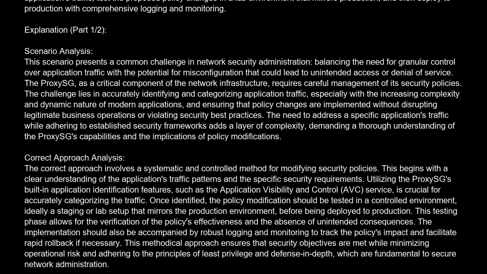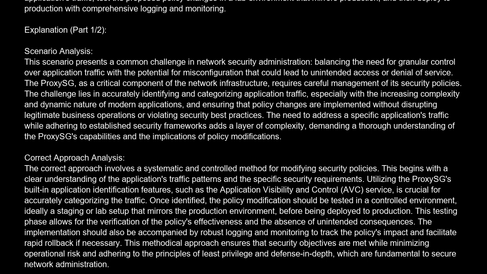The need to address a specific application's traffic while adhering to established security frameworks adds a layer of complexity, demanding a thorough understanding of the ProxySG's capabilities and the implications of policy modifications. Correct approach analysis. The correct approach involves a systematic and controlled method for modifying security policies.